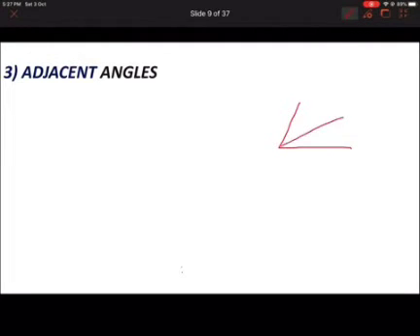I'm drawing one more angle. Now I have two angles. I'll call this first angle A, B and C. These are rays, children. You remember? These are rays. And the second angle I'll call CBD. So I have one angle here and the second angle here.